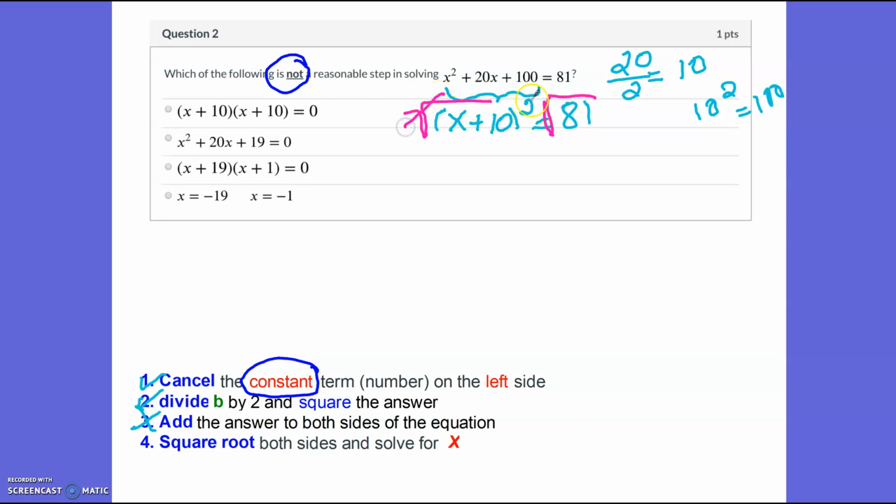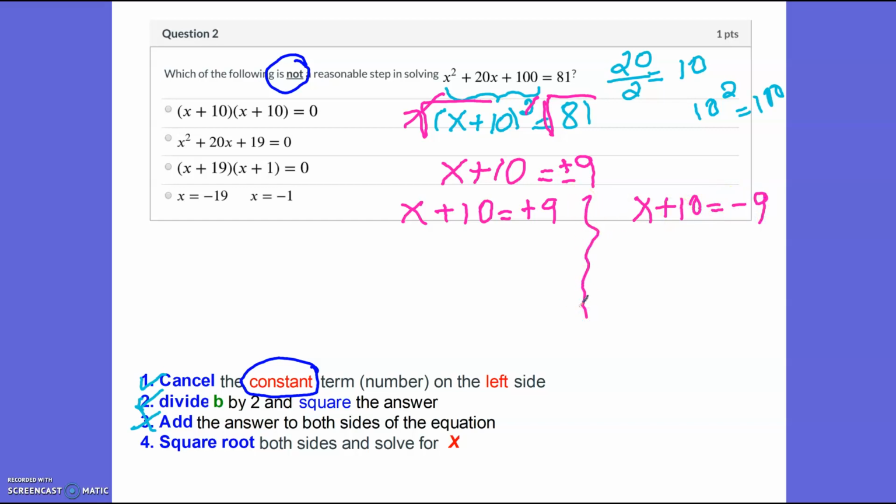So when I square root both sides, the square cancels with the square root and I end up with x plus 10 equals, what is the square root of 81? The square root of 81 is 9. And we always write plus and minus 9. Okay? So another step to solve would be to write two equations, one with plus 9 and one with negative 9, so we can find the two values of x.